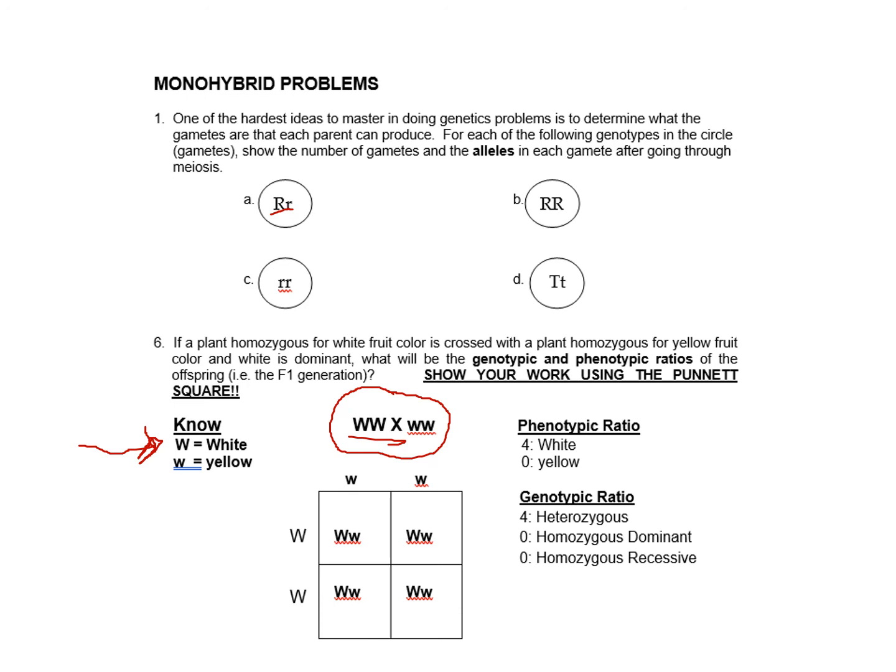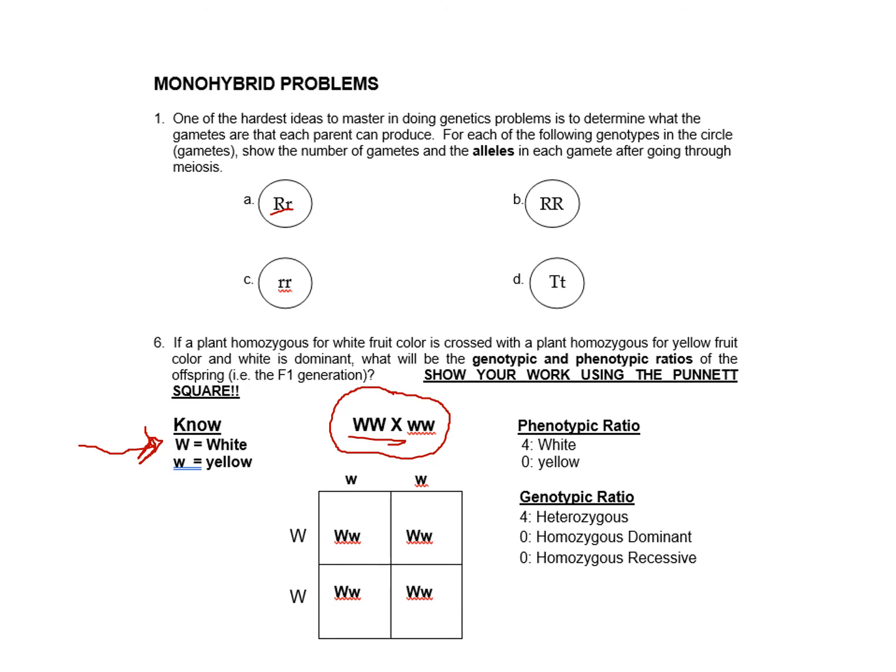And then here is going to be your offspring, which is referred to as the F1 generation. And you just cross them. And so you'll notice that for our offspring, we basically got all the same. So our phenotypic ratio, because white is dominant, is we're going to have 4 white to 0 yellow. And then for genotypic ratios, we're going to have basically 4 heterozygous to 0 homozygous dominant to 0 homozygous recessive. So that's the way you'd set it up.